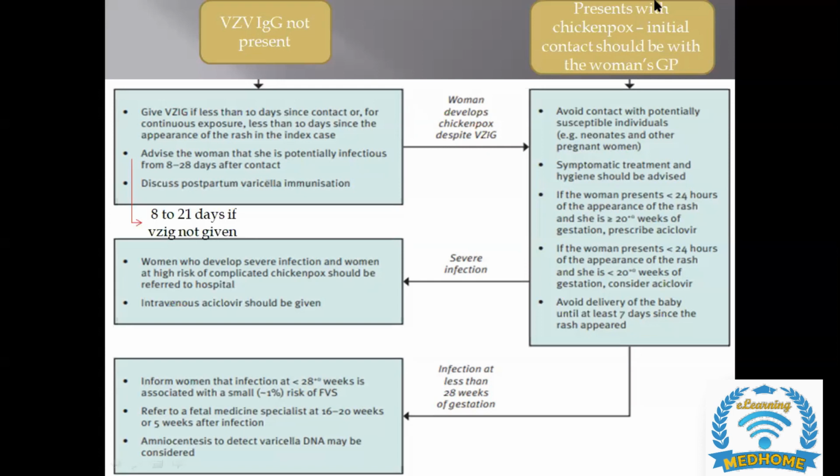But on the other hand, in the same scenario, if the anomaly scan shows limb hypoplasia and microcephaly or hydrocephalus or other anomalies of fetal varicella syndrome, then what will you tell the patient? No need for amniocentesis. We will directly terminate the pregnancy, because the diagnosis is clear cut. You will not offer amniocentesis; you can consider it if needed.